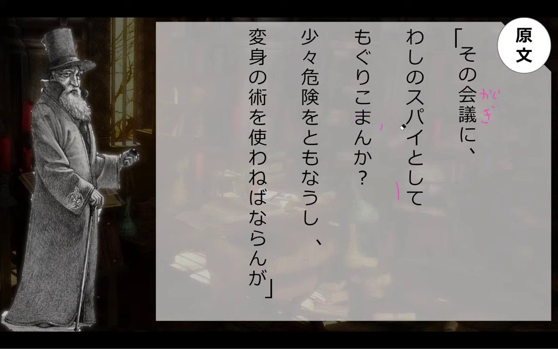Shosho kiken o tomonau shi, henshin no jutsu o tsukawanereba naran ga. He's saying, if you do not use the transformation technique, then there will be a little bit of danger that comes with it.